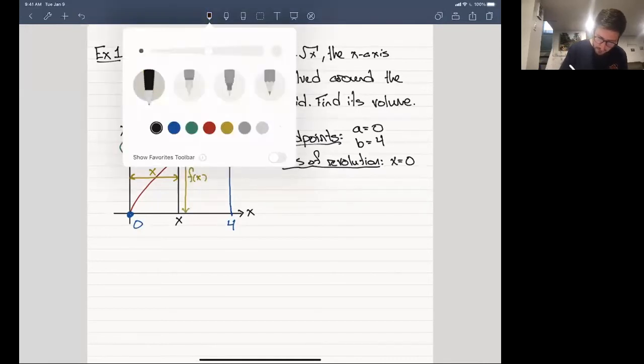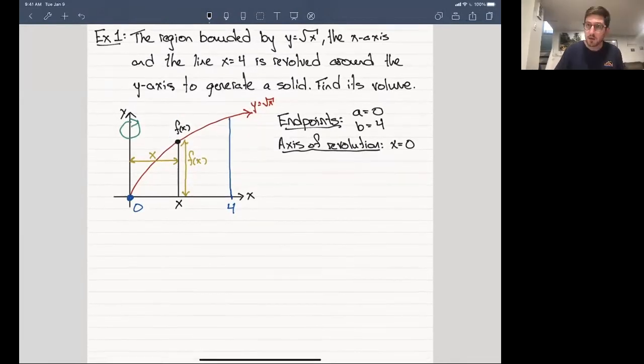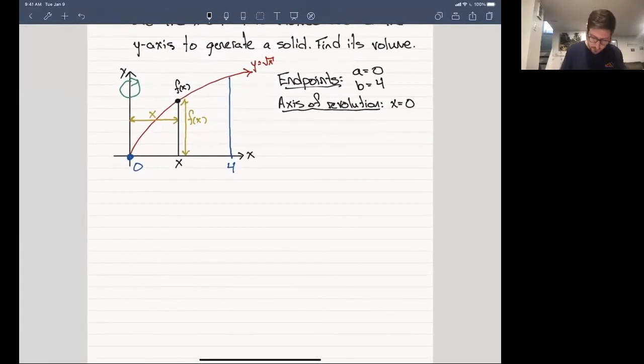And so that means that the volume of this thing, when I put in all of the components that I have here, is a definite integral from 0 to 4 of, sorry, I forgot the 2 pi already. It's 2 pi x, and then times the height, which is the square root of x. Now we've got all the pieces we need, right?